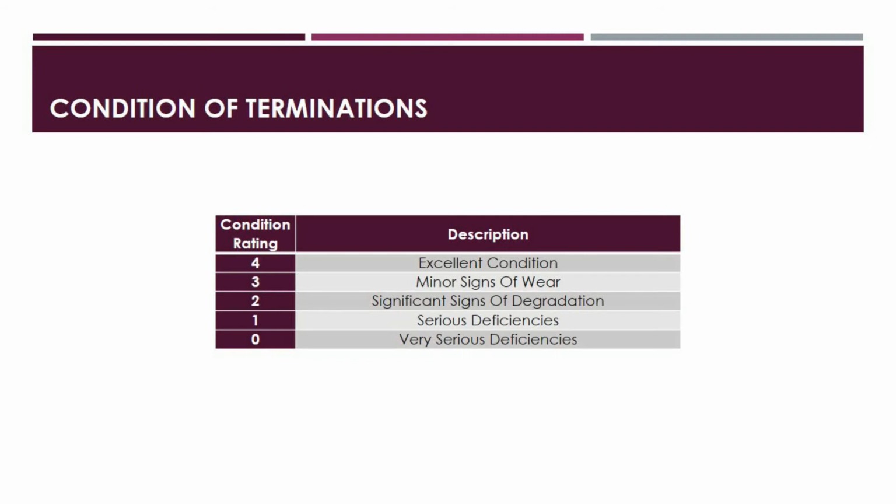For a rating of 2, it means that there are significant signs of degradation, but they actually do not impact safe operation of the switchgear. For a rating of 1, it means that there are serious deficiencies with the terminations, and it requires repairs during the next scheduled outage. And lastly, for a rating of 0, it means that there are very serious deficiencies with the characteristics that I mentioned, and in this case, it would require immediate repairs or replacements.